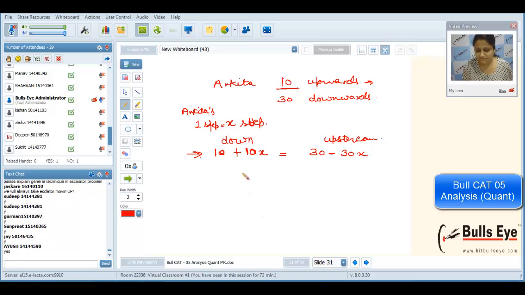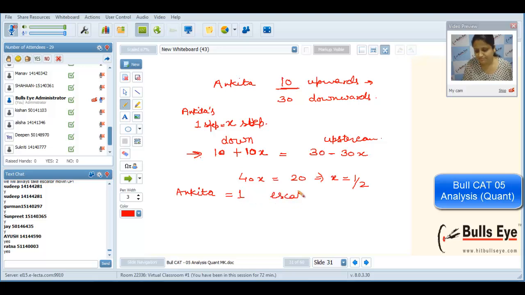Okay, if we solve this, we will get 40x is equal to 20. It means x is equal to half. It means in the time Ankita is taking one step, the escalator is moving half step.